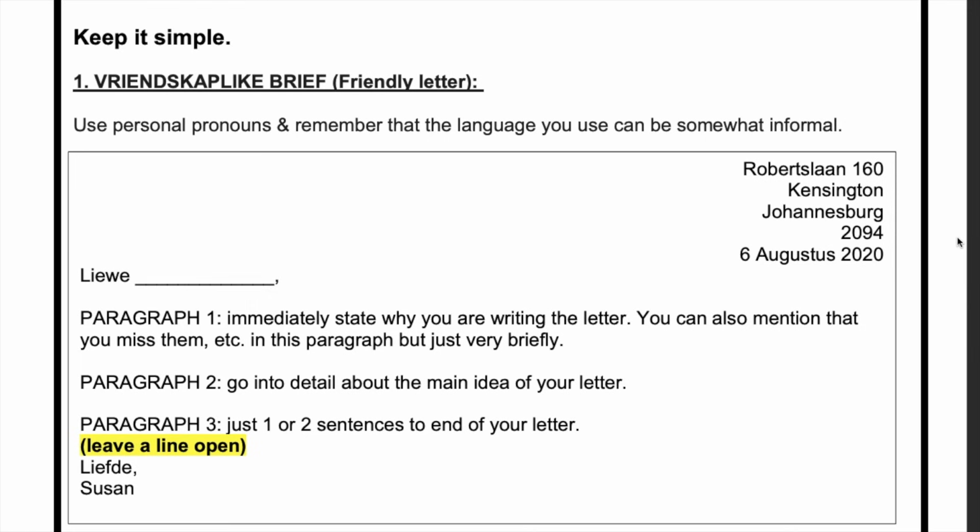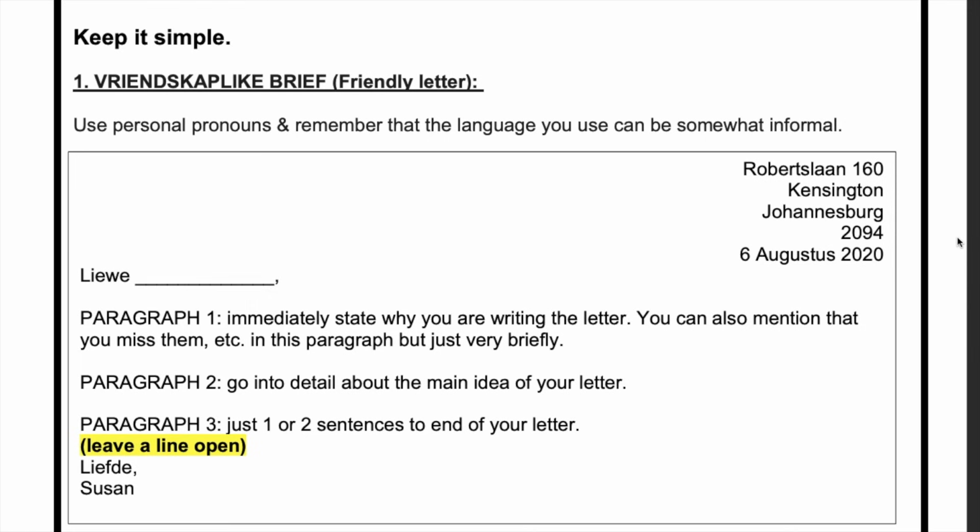So it's the address. And remember in Afrikaans, it is the name of the street before the number, because logically you look for the name of the street before you look for the number. Then the area, the city, the code, and then the date. There is no space, okay? And then you start with liewe and then whatever the name is, then you leave a space open.